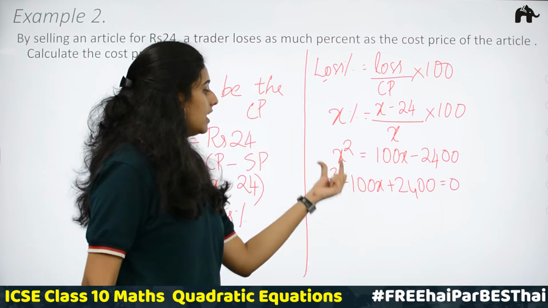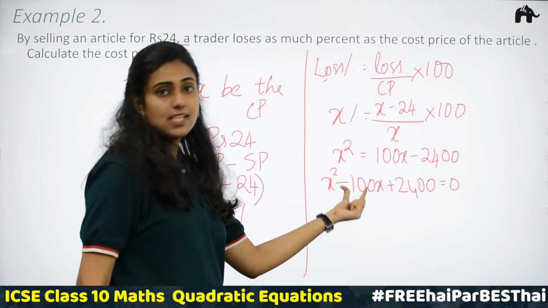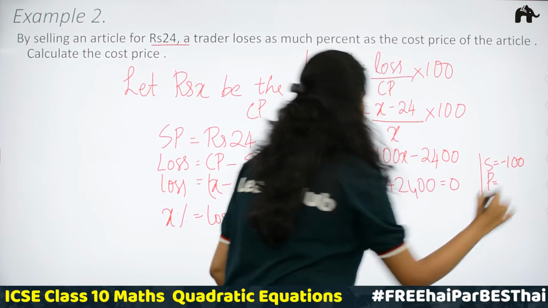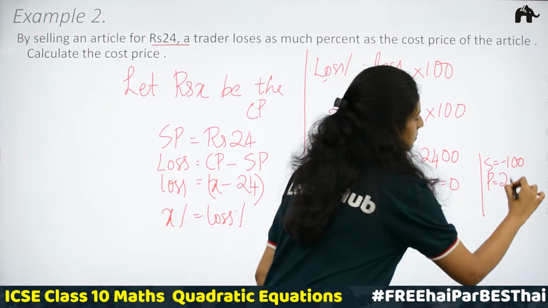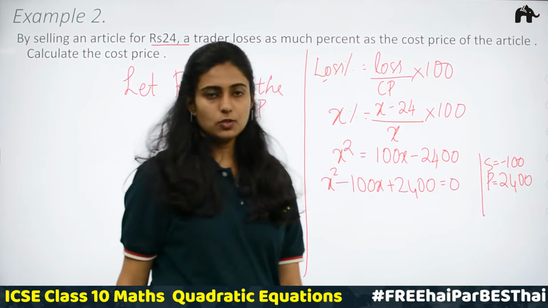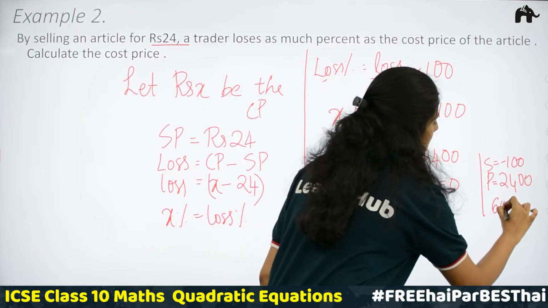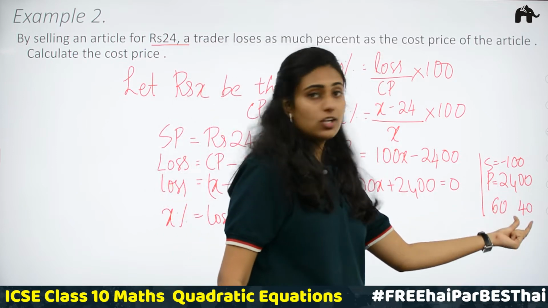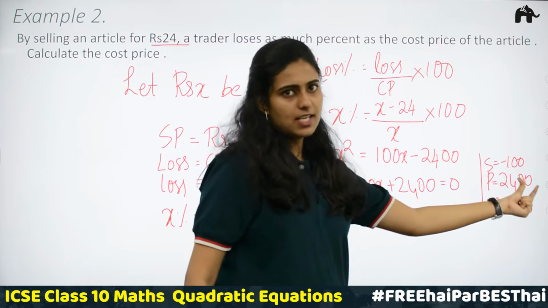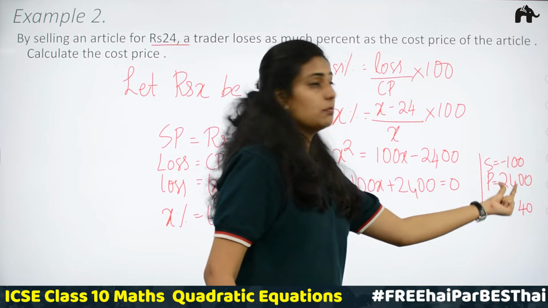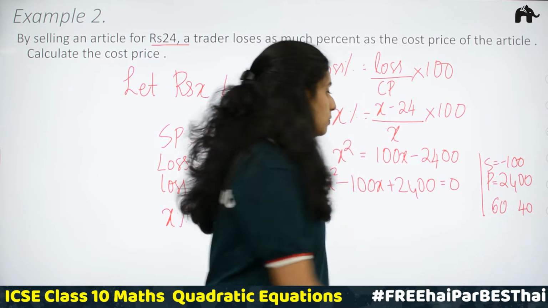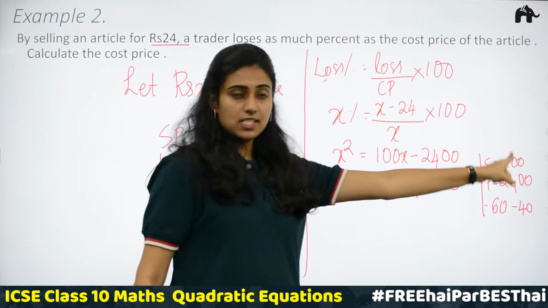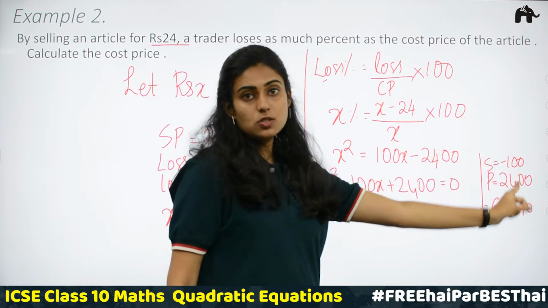Splitting the middle term, here we have to get the sum equal to minus 100 and the product equal to 2400. Okay, we have 60 and 40. The product of 60 and 40 is 2400. Here the sum is negative, and since the product is positive, both the numbers should be negative. Minus 60 and minus 40. Minus 60 minus 40 is minus 100. Minus 60 into minus 40 is 2400.